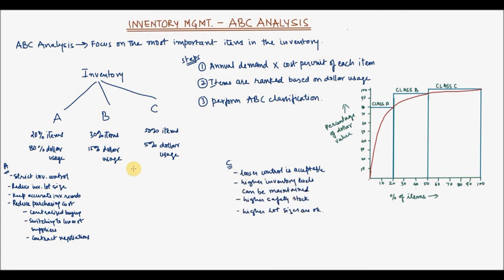Now let's look at B type of items. Now these are subject to intermediate inventory control, which is neither as strict as that for category A nor as casual as that for category C items. So these are the different classes A, B and C and how to manage them. In subsequent videos, we'll look at an example of how to classify inventory into these categories.